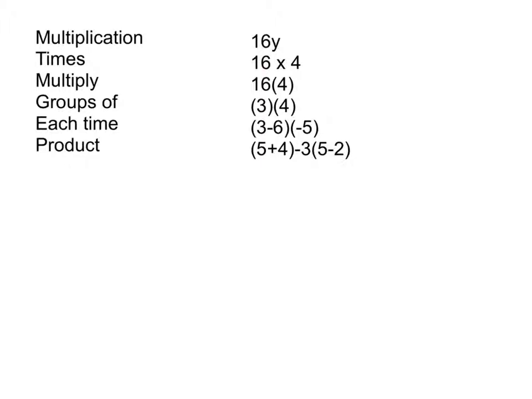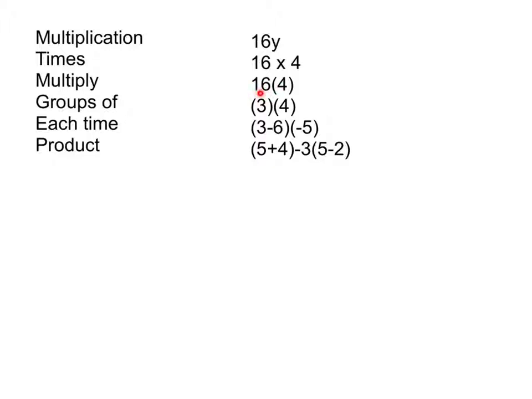Multiplication, order does not matter. You could do 16 times 4 or 4 times 16 and you will still get the same answer. So order for multiplication doesn't matter. In your word problems, you will come across phrases like each time, groups of, product, or times to use multiplication. The ways that you can write it, and we've covered this already, when they are right next to each other, a number and a variable, that means multiply.